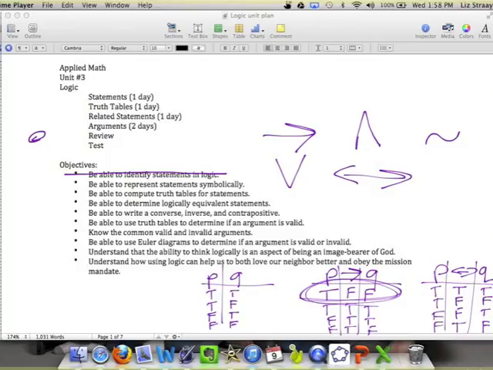Let's see. So this was lesson 1, this is lesson 2. Being able to determine logically equivalent statements, that was in lesson 2 as well. That's when you're going to make 2 individual truth tables and say that if they result in the exact same answer, then they are actually the same statement. It can be reworded, but they are logically equivalent statements. So if 2 truth tables end up being exactly the same, they are equivalent statements.